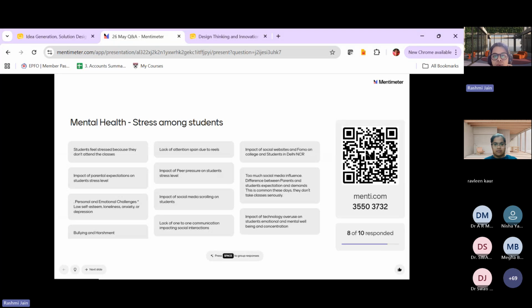So you can ask questions like which websites do you use, for how many hours, etc. So that becomes part of your surveys, so it's measurable. Impact of parental expectations on student stress level. That's the second one I'll pick. Third one I'll pick is impact of technology overuse on students' emotional and mental well-being and concentration.